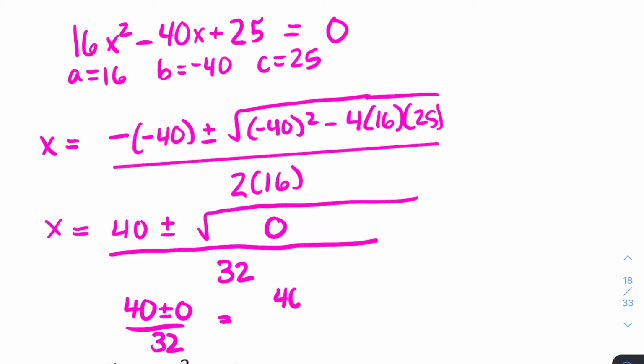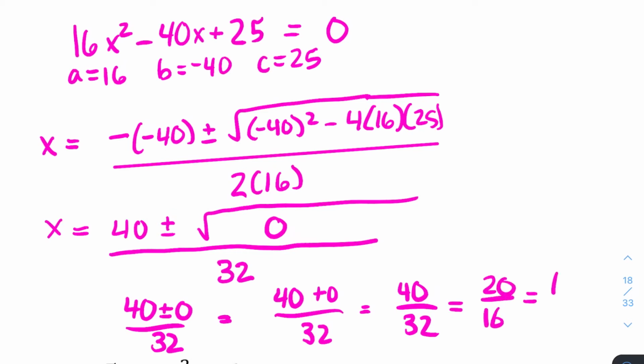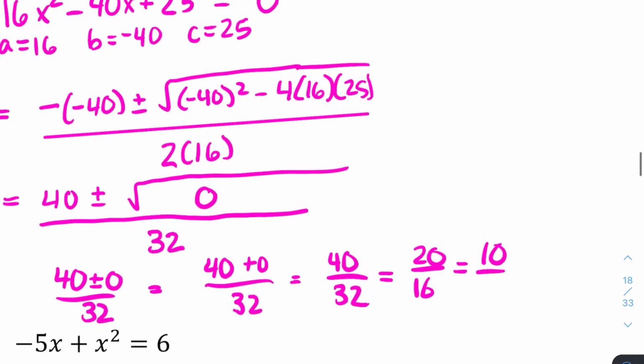Well, adding and subtracting 0, it's not going to give you 2 different values. Either way, you're just going to end up with 40 over 32. So we'll have a single value for our solution. We should reduce that. So I'm just going to divide by 2 a couple times here. And we'll end up with 5/4.